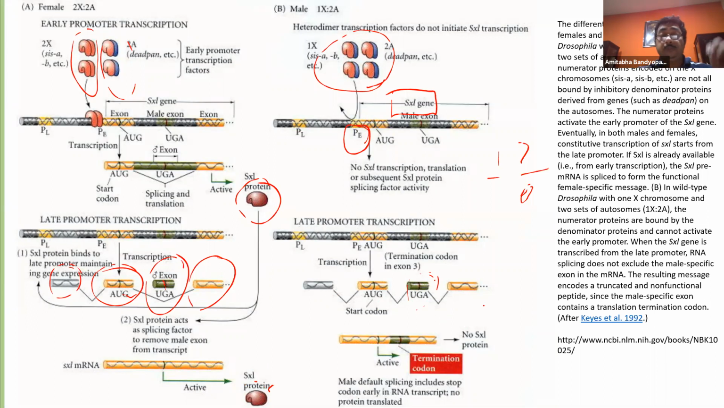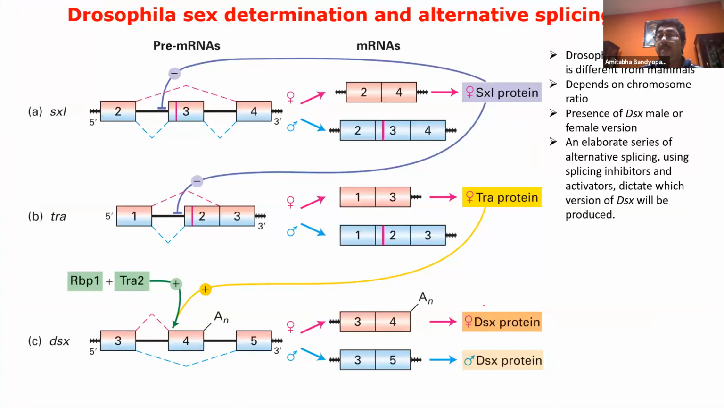Okay, so Sex lethal protein, therefore, is a splicing factor. It acts to remove the male exon from the transcript in the females. Therefore, Sex lethal protein is produced. Once the Sex lethal protein is produced, so in female, Sex lethal protein is produced. In male, it is not produced because of this premature translation stop codon.